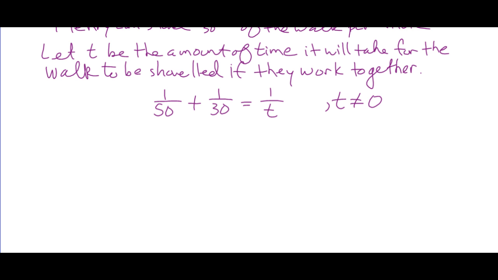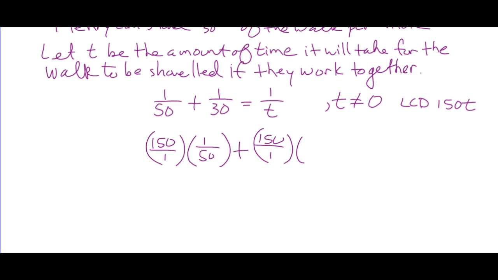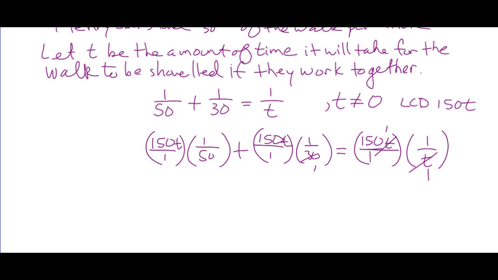What's our LCD? 150t. If you used 1500, if you just went 50 times 30, you're still going to solve it. It won't take that much longer to solve, you're just going to have numbers that you don't need. So 150t over 1 times 1 over 50, plus 150t over 1 times 1 over 30, equals 150t over 1 times 1 over t. The t's are gone there.